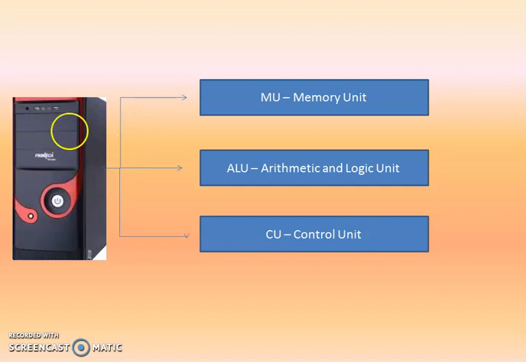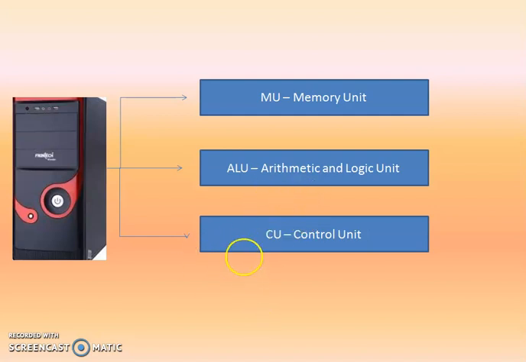The first part of the CPU is the memory unit. The second part is the ALU, meaning arithmetic and logic unit, and the third part is the CU, meaning control unit. Got it? So these are the 3 main parts of the CPU. Now what different kinds of work do they do? All individual parts of the CPU do different kinds of work. So let's see what they are.